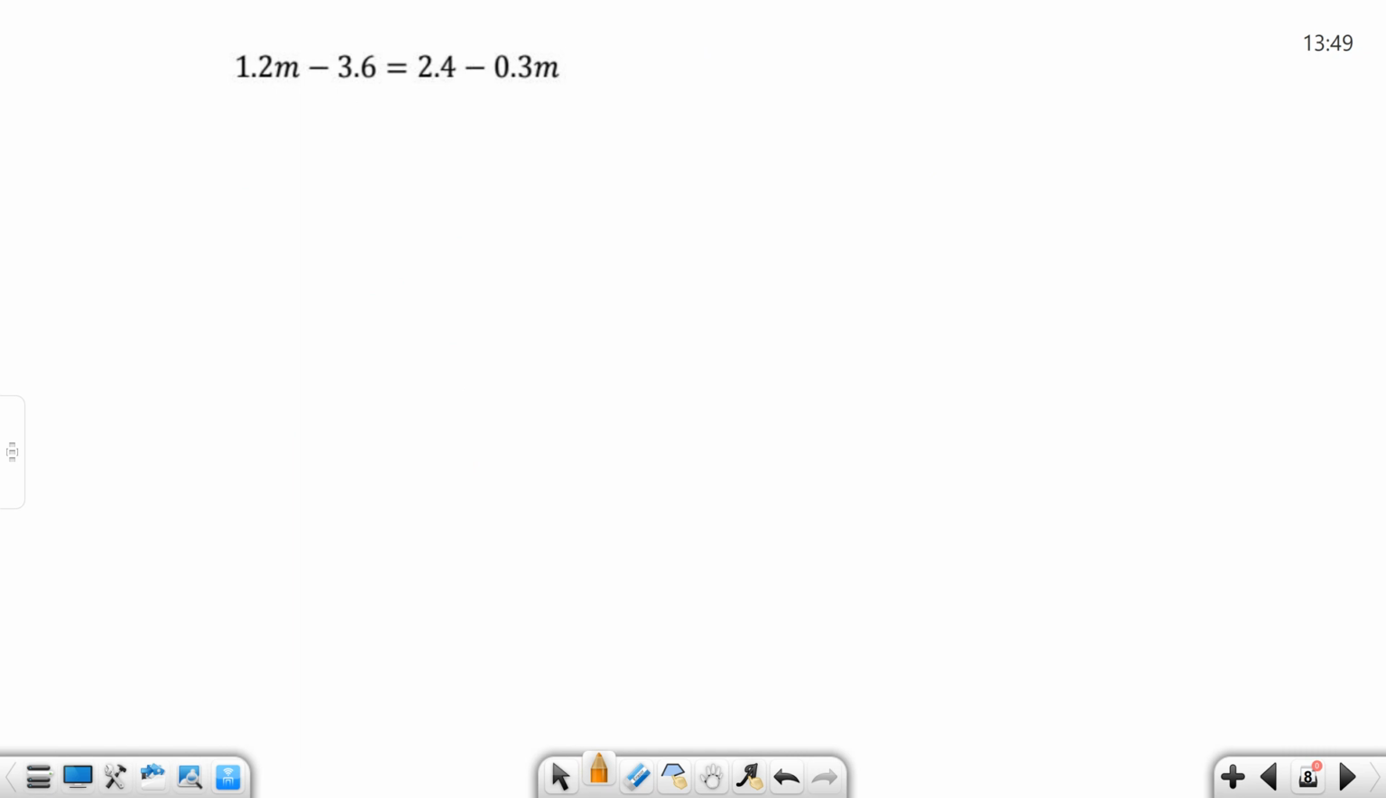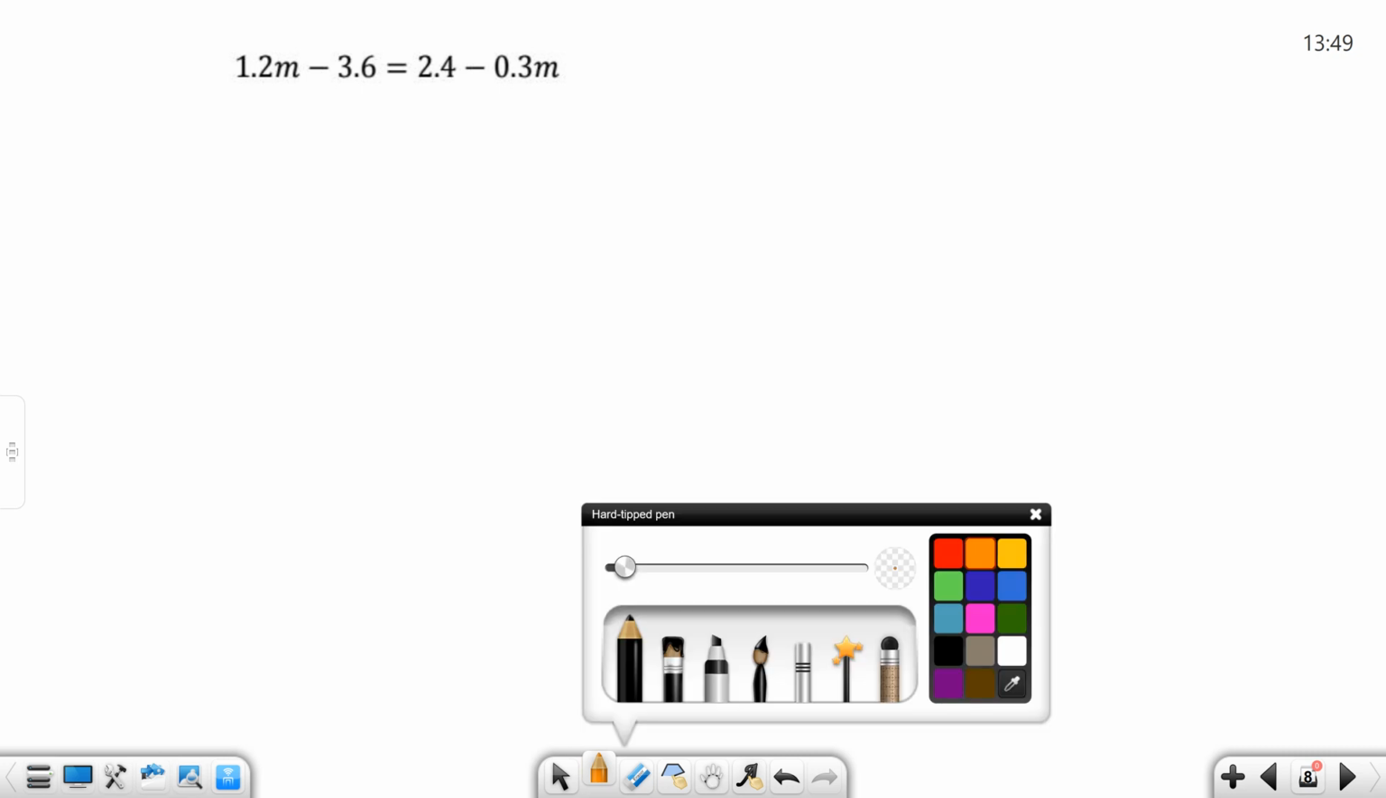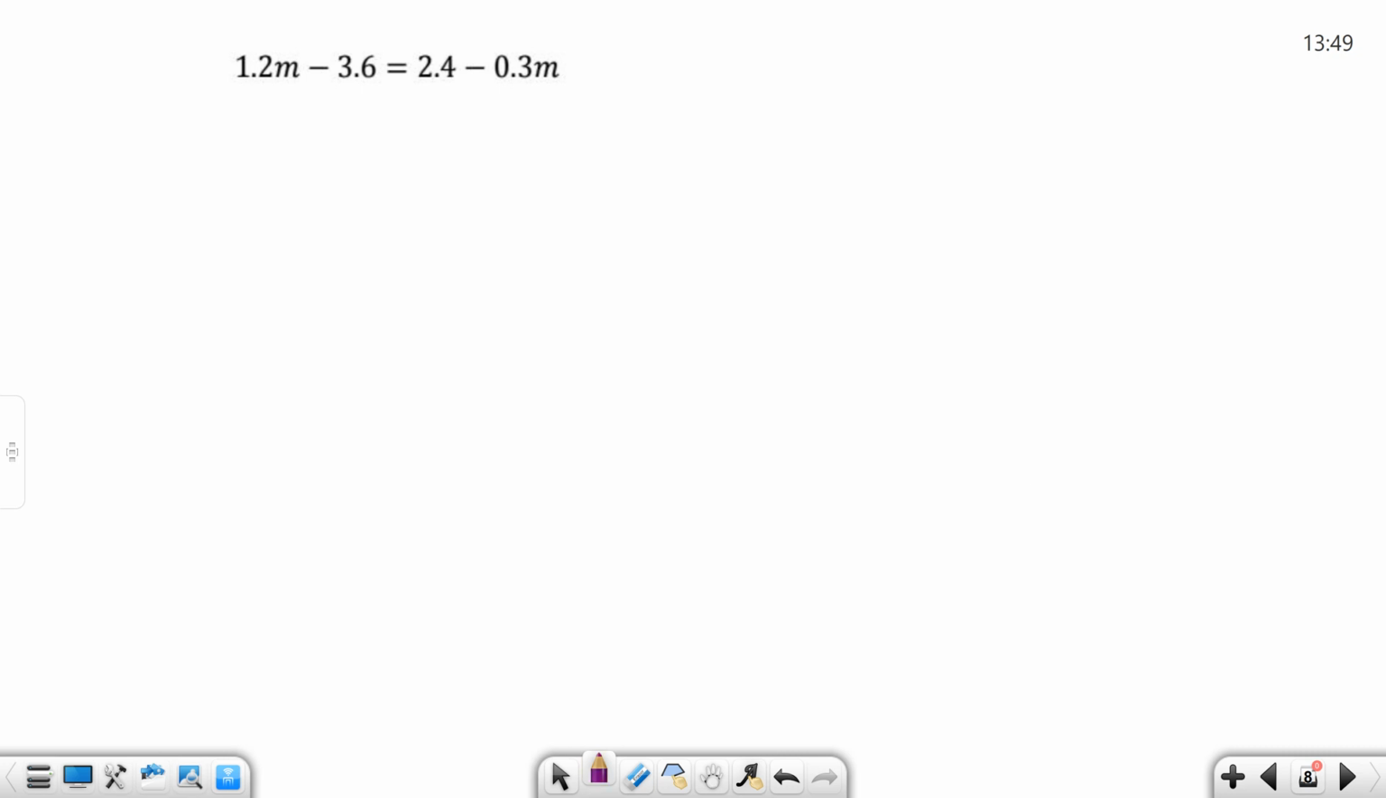1.2m minus 3.6 equals 2.4 minus 0.03m. Wow, this is a bunch of decimals. And I have multiple terms with variables in them. I'm most likely getting rid of the variables first here. You can do the decimals first if you want, but I'm definitely going to get rid of them.